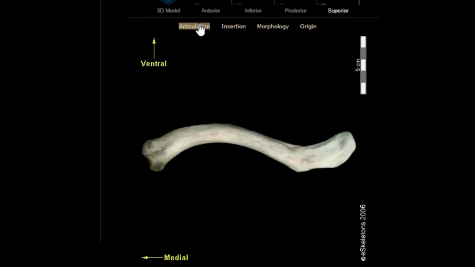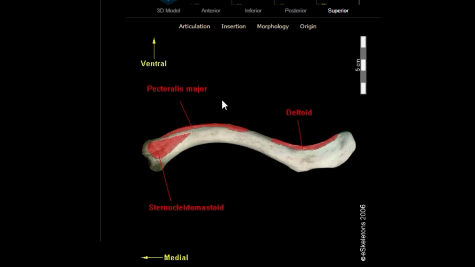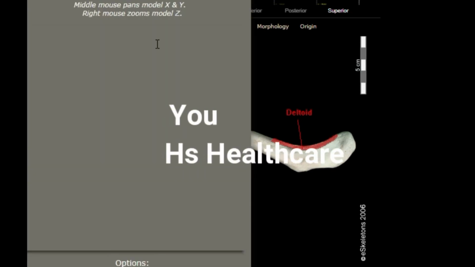Superior aspect, again articulation, sternal facet and acromial facet, insertion of the trapezius muscle, and morphology viewpoint of shaft, sternal portion and acromion portion again. And origin, you can view pectoralis major, deltoid and sternocleidomastoid here. That's all about the 3D model of the clavicle.